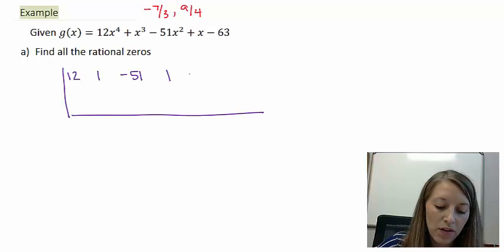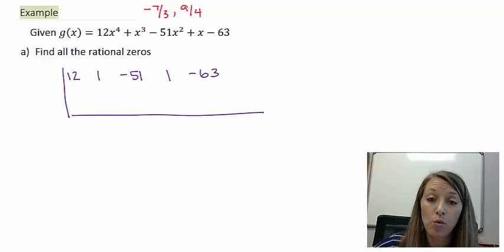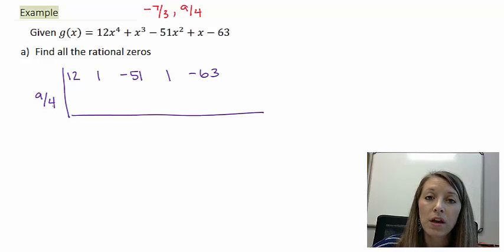I'm pulling my coefficients down. I am not missing any coefficients, so I don't have to fill in with any zeros. And then I can divide by either one of these here. It doesn't matter which one you choose first, both of them will work. So let me use 9/4. I just randomly picked one. If you would have picked -7/3, it would have worked out the same way.